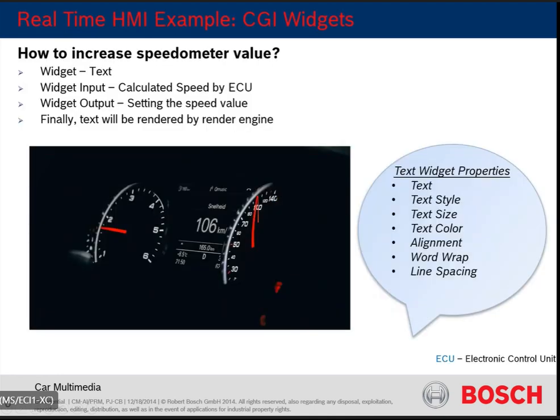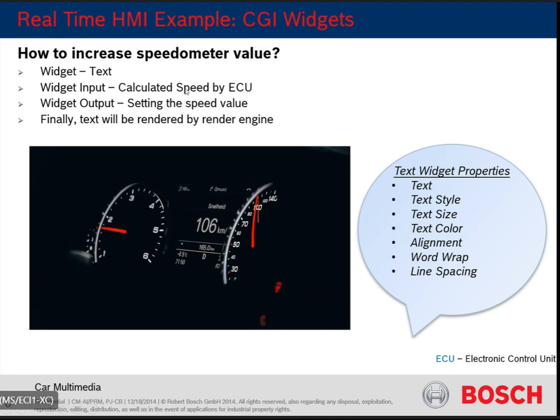Yeah, this is a CGI. Another thing, a widget has so many properties in it. Like if it is a text widget, that means we need to change this 106. Then we have text, that means what text we need to display. We can change it at runtime. Style we can change, size, color, alignment, word wrap, line spacing. These are all a few of the properties which are there in the widget. But we can have more properties than this, updated at runtime.